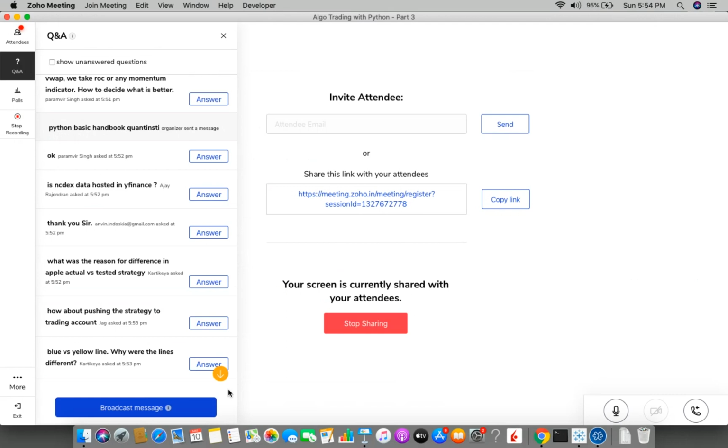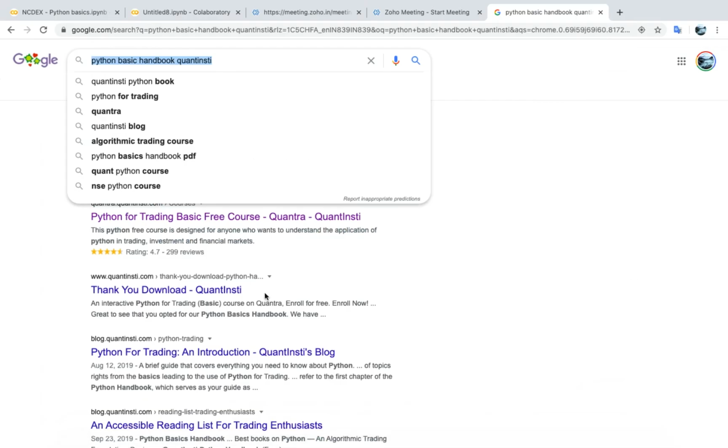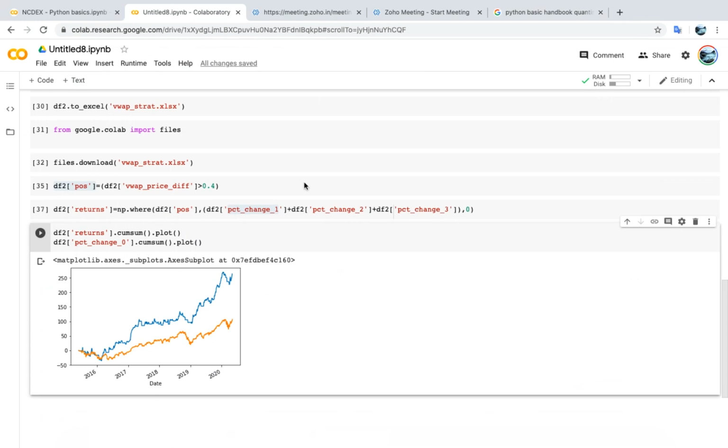Blue versus yellow line. Why were the two lines different? So I will go back to the sheet again. We are trying to compare the two returns. One is the returns of the strategy, that is the blue line. Another is the Apple returns on a daily basis, that is the orange line. We are trying to compare whether our strategy performed better than Apple or not. It looks like our strategy is better than the Apple stock itself.